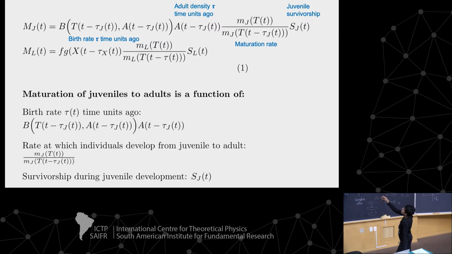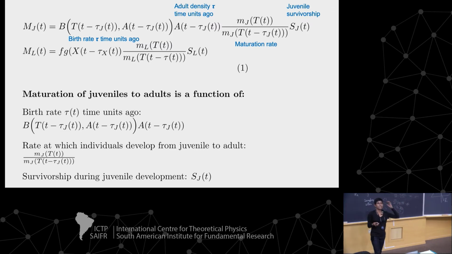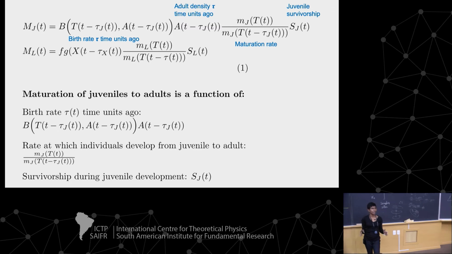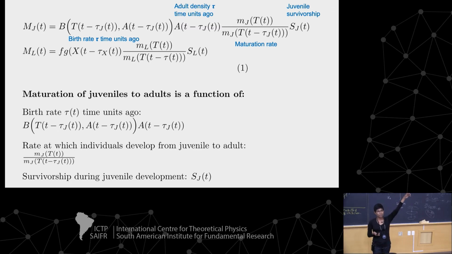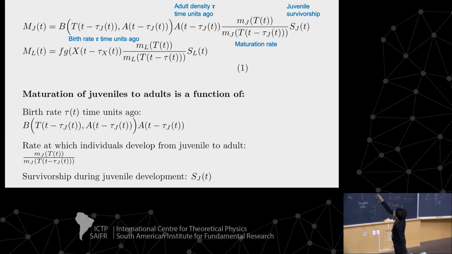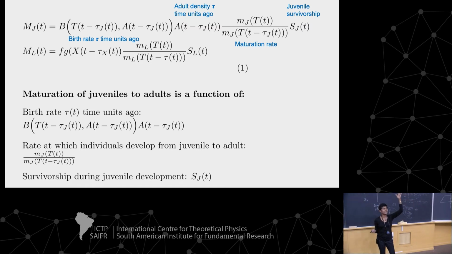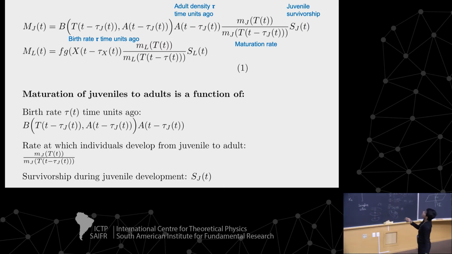So think about it. Individuals that are adults at this time, at the present, were born some time units ago, which is when their parents reproduced, right? So in this equation then, this term is the birth rate some time units ago, times the adult density at that time, which gives you the birth rate at that time. So this is the time at which these eggs are being laid, right? Then what happens to those eggs?